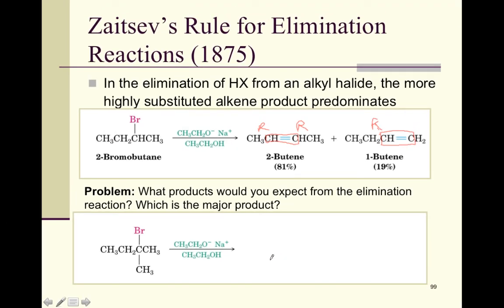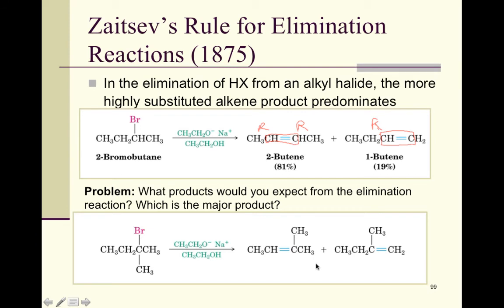What products would you expect from the elimination reaction, and which is the major product? Go ahead and pause the video, write out your answer, come back and check your work. So we can see that this carbon here would have an elimination to the left of this carbon written, so we'd have an elimination product here and here. And since these 2 R groups are the same as each other, we're going to go ahead and represent that elimination to just the right-hand side. So we would get an elimination here and an elimination here.